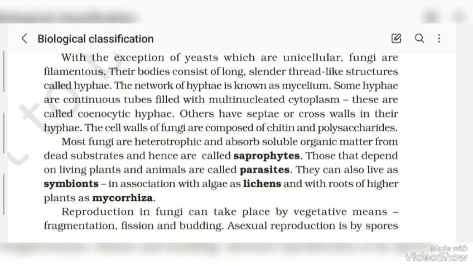Most fungi are heterotrophic and absorb soluble organic matter from dead substances and hence are called saprophytes. Those that depend on living plants and animals are called parasites. They can also live as symbionts in association with algae as lichens and with roots of higher plants as mycorrhiza.